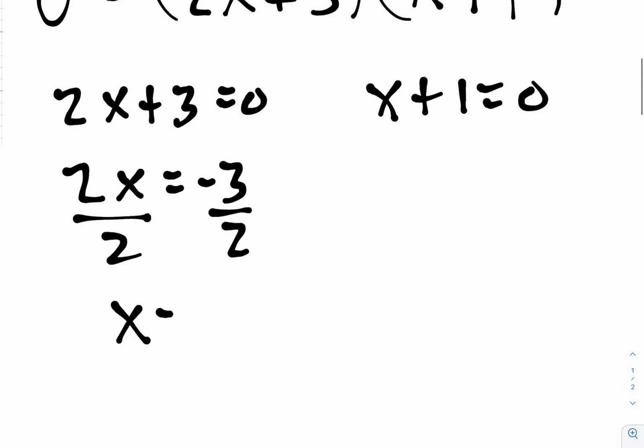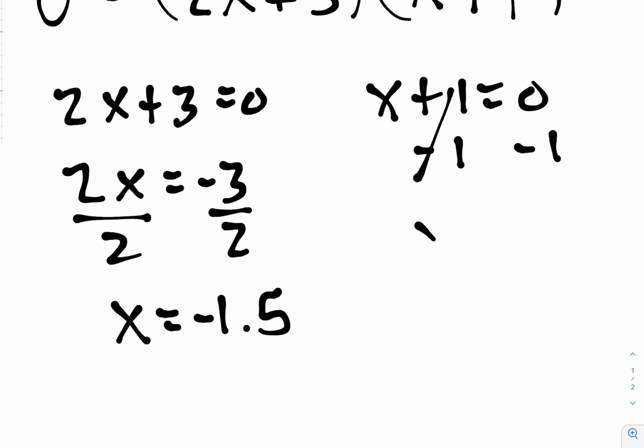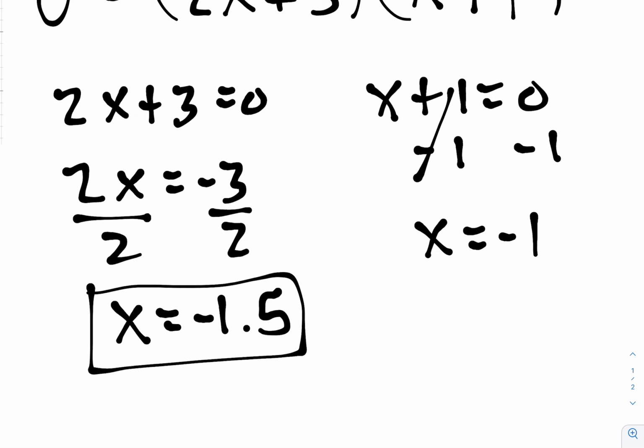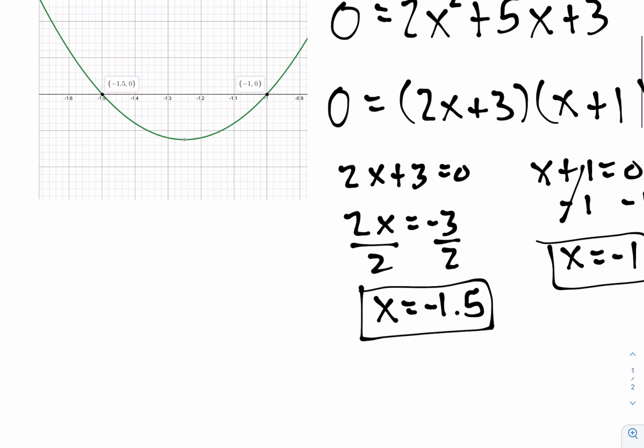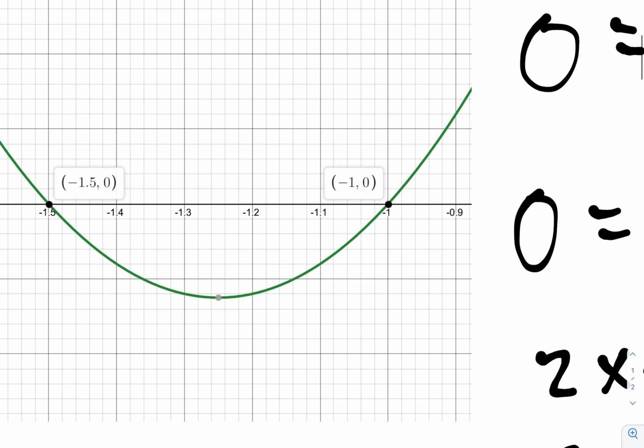So we get x equals negative 3 over 2, or negative 1.5. Okay, and over here, we just have one thing to do. We just subtract 1 on each side, so those 1's cancel, and we get x equals negative 1. Okay, so these are our two solutions for our quadratic equation, and let's just zoom in here. Yeah, perfect. So we got negative 1.5, and we got negative 1.